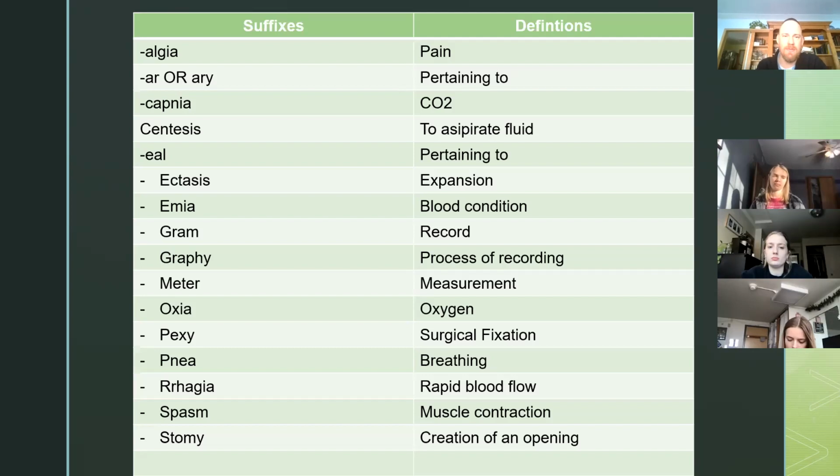Hypoxic. Let me check that. Maybe there's something in the chat. Well, what do you know? Yeah, Mary, low oxygen. Okay, they are hypoxic.